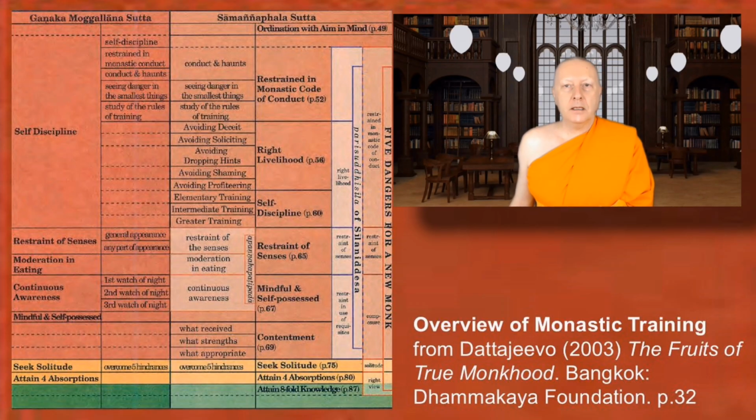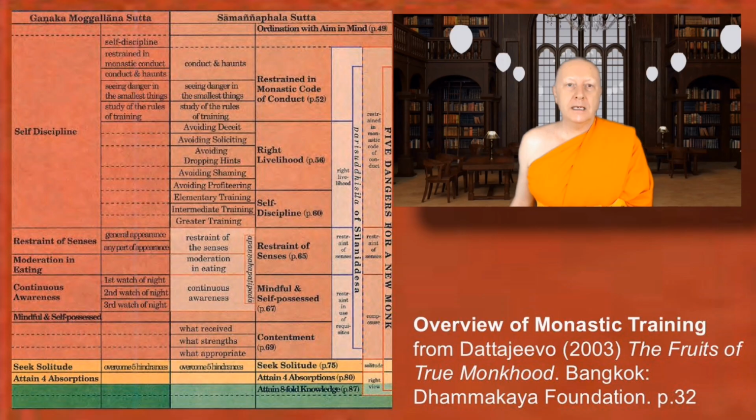The Digha Nikaya Samaññaphala Sutta is generally considered to be the most complete account of the sequential monastic training recommended by the Buddha. For example, the Samaññaphala Sutta has sections on ordination with an aim in mind, conducts and haunts, seeing danger in small things, right livelihood, endowment with self-discipline on the short, middle, and large levels, and contentment.